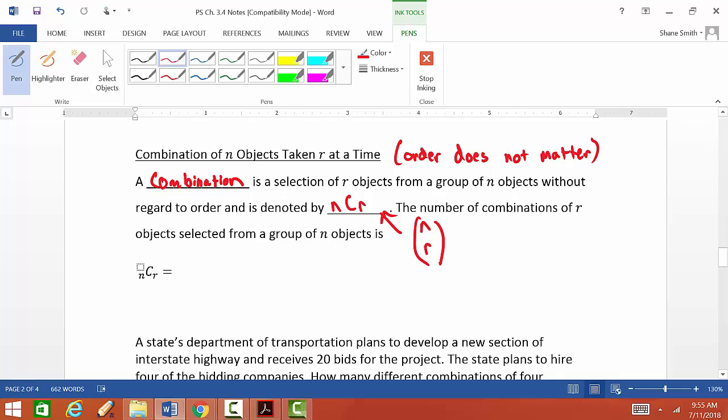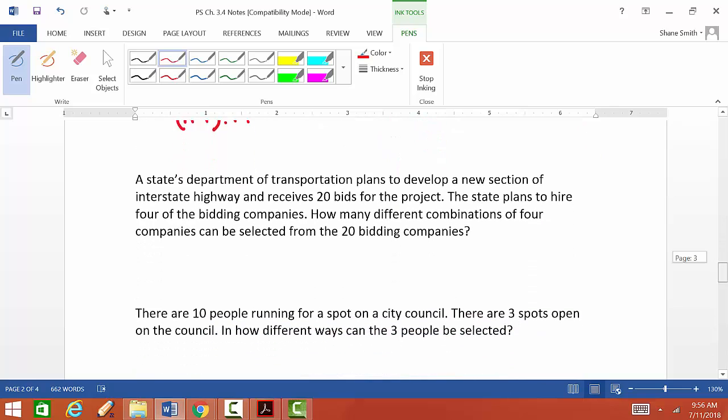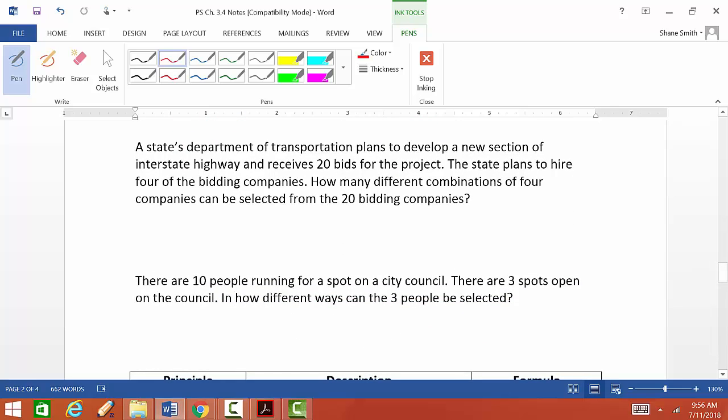So in a combination, we still figure out the total arrangement of all the objects, which is n factorial, and we still don't care about the objects that we're not selecting. So we still divide out n minus r factorial. But we also don't care about the rearrangement of objects that we are selecting. So we have this additional r factorial in the denominator.